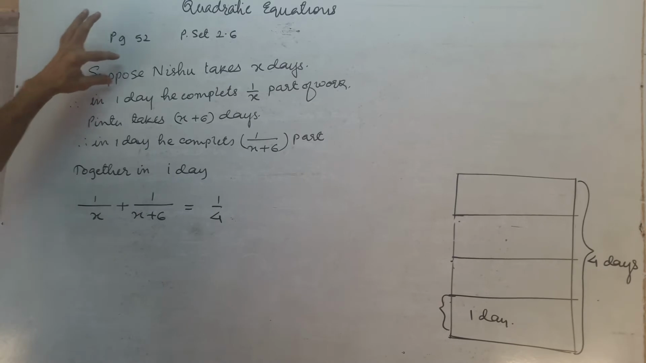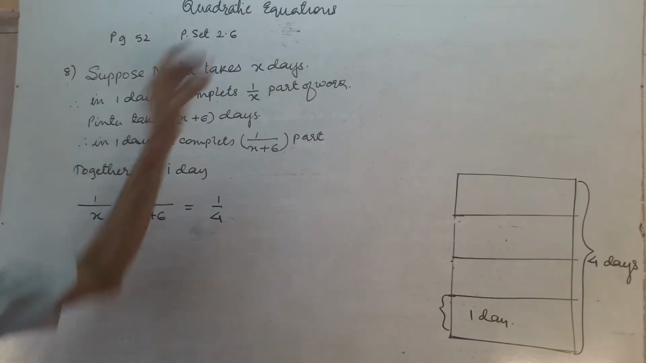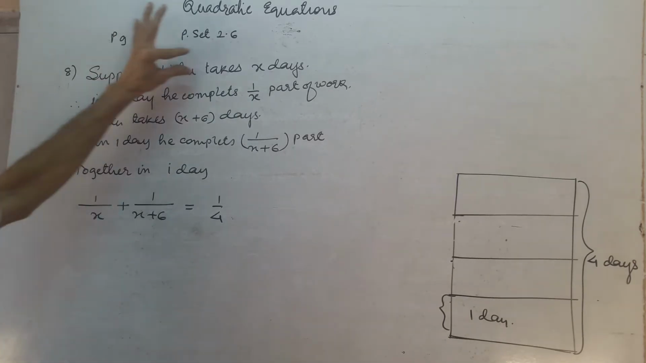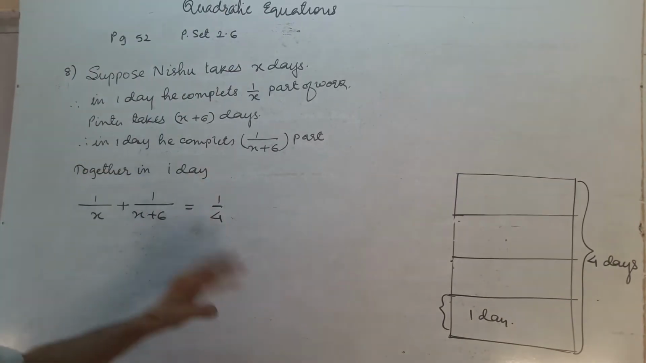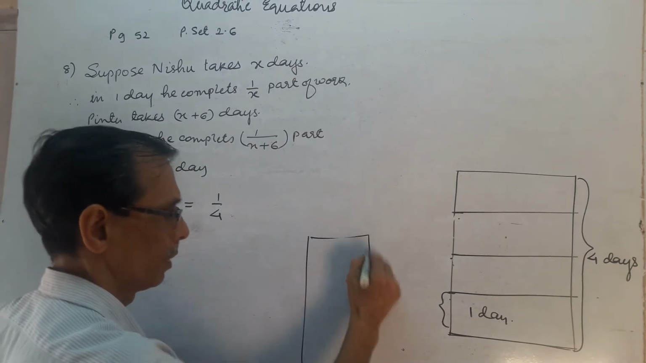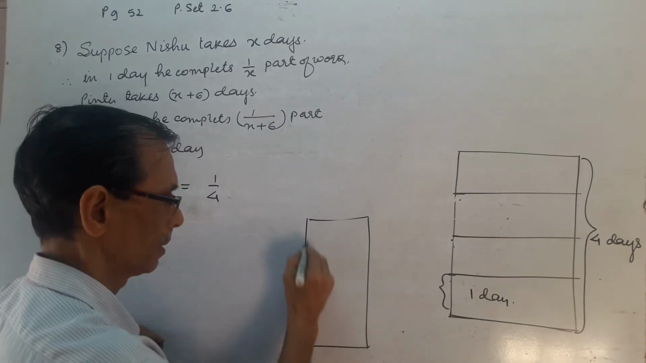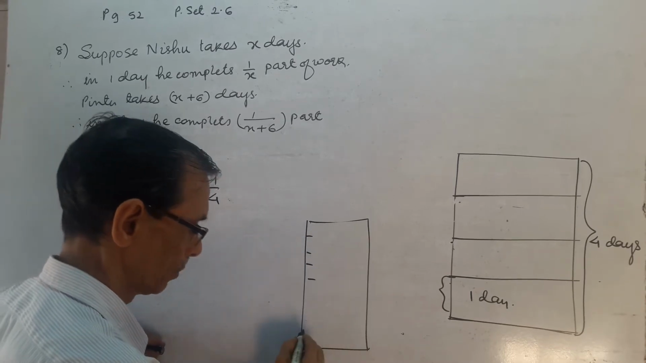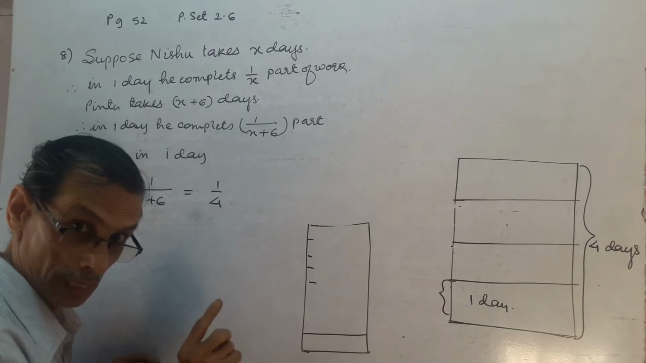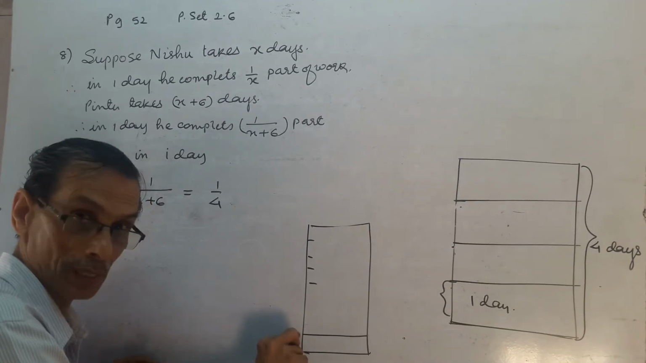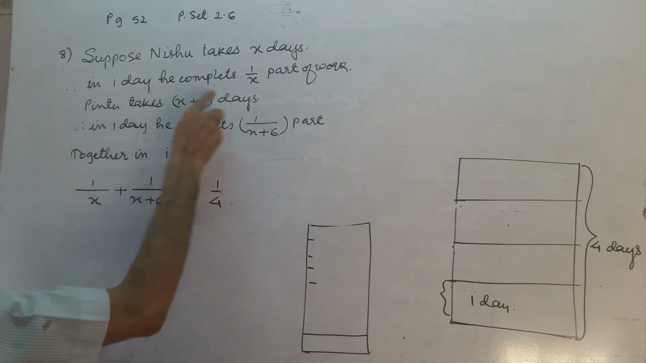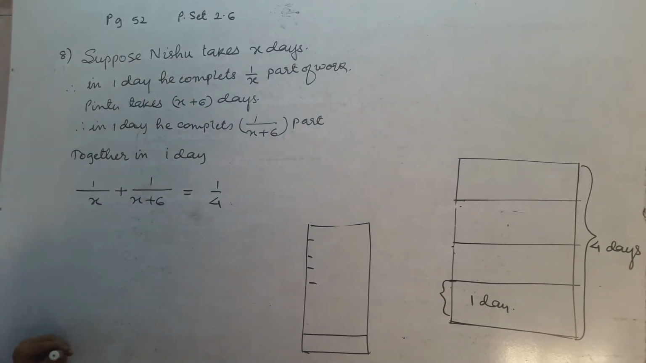Now suppose Nishu takes X days, because Pintu takes 6 days more than Nishu. Imagine this is the work, and one person completes the work in 10 days. Means in one day, 1 upon 10 part. Suppose he completes the work in 20 days, then in one day 1 upon 20 part. In the same way, if he takes X days, then in one day he will complete 1 upon X part of that work.